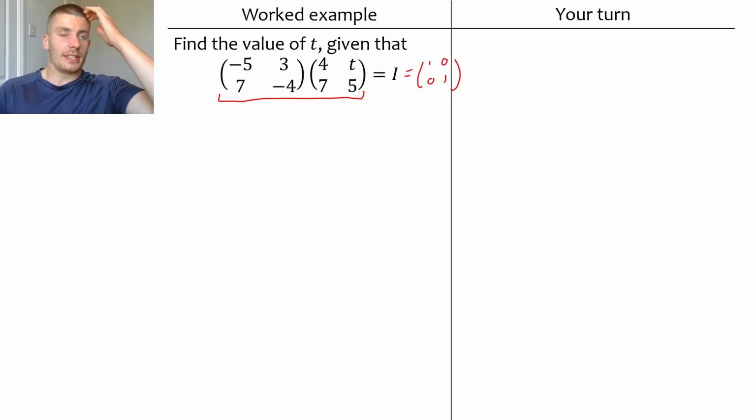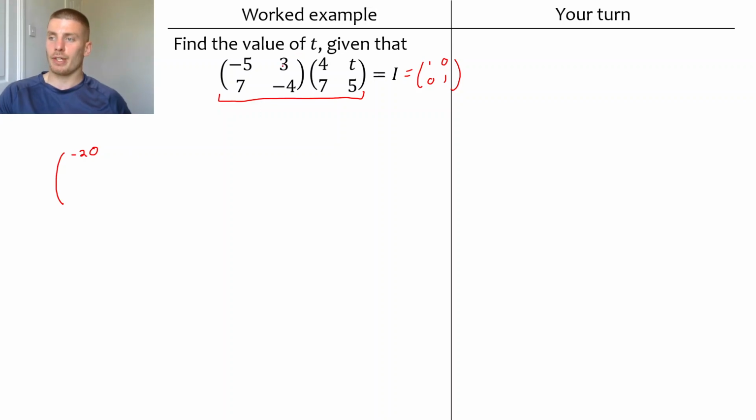So again, the same method as what we've been doing, the rows with the columns. So the first row with the first column, and let's just work through this. We've got minus 5 times 4, which is minus 20, and we've got 3 times 7, which is plus 21. We then do the first row with the second column, so minus 5 times t is minus 5t, and 3 times 5 gives you plus 15.